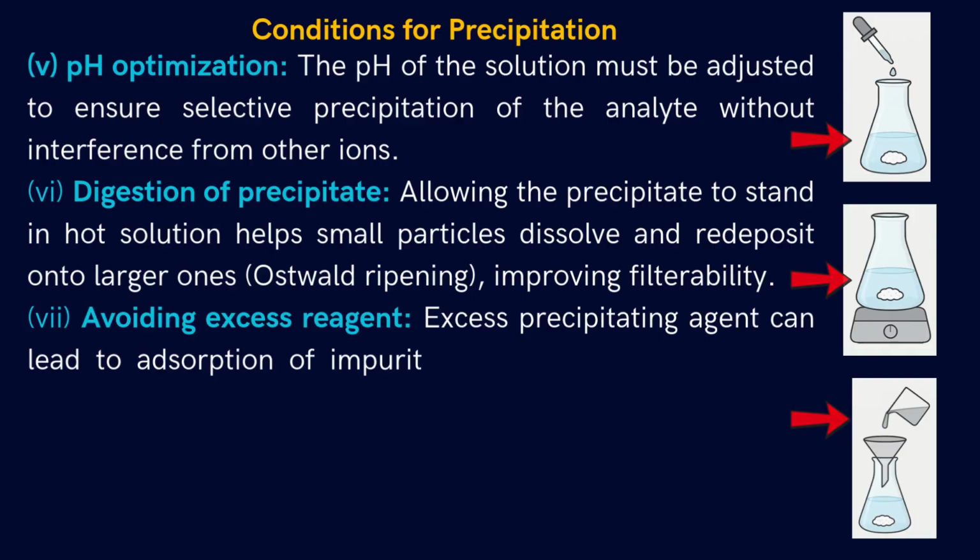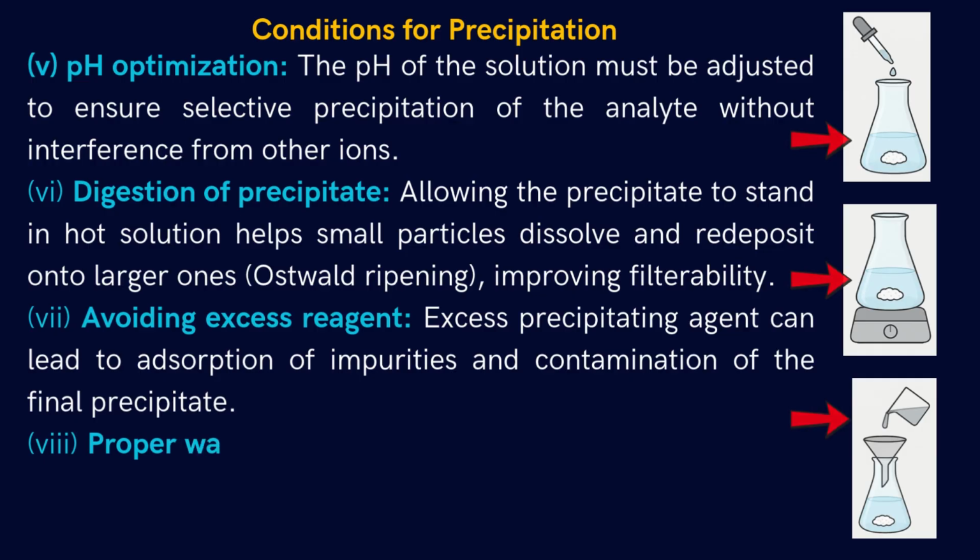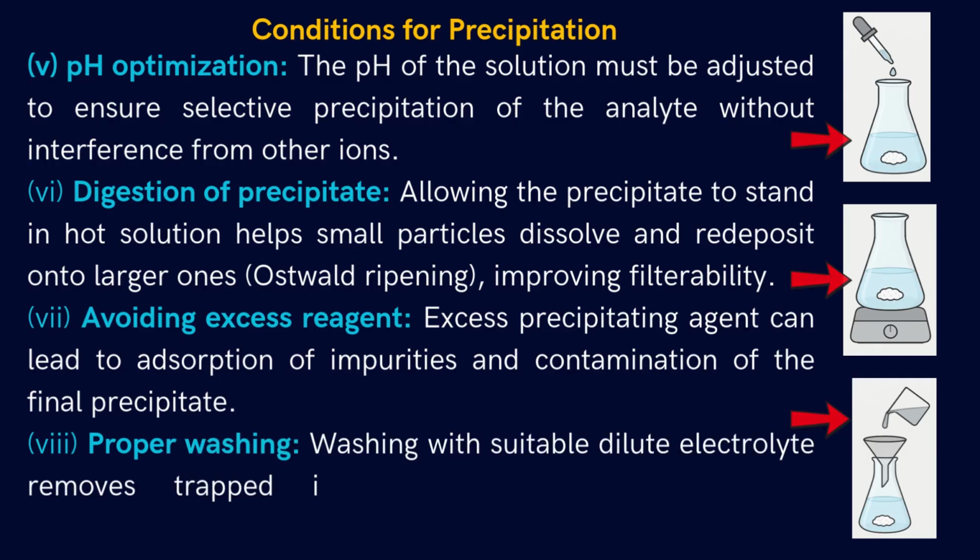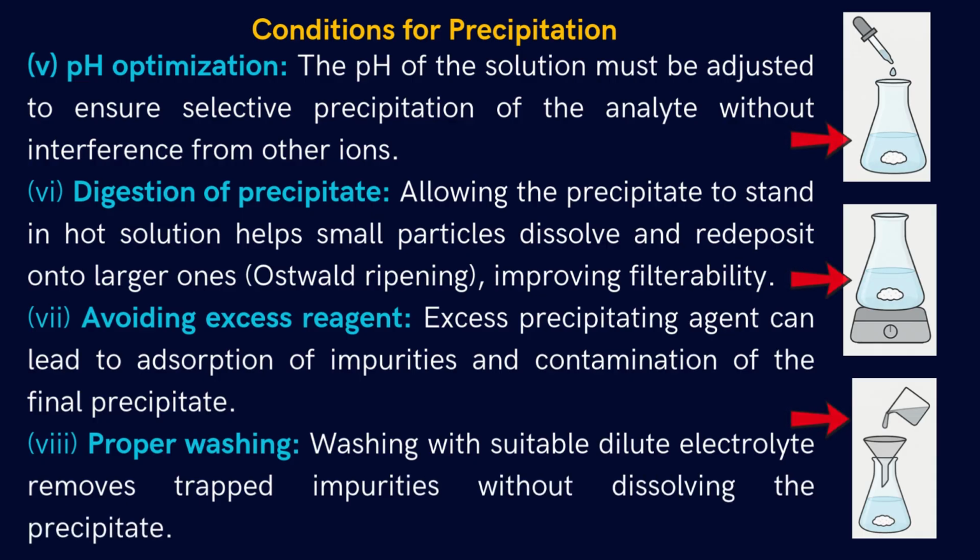Seventh one is avoiding excess reagent. Excess precipitating agent can lead to adsorption of impurities and contamination of the final precipitate. Eighth one is proper washing. Washing with suitable dilute electrolyte removes trapped impurities without dissolving the precipitate.